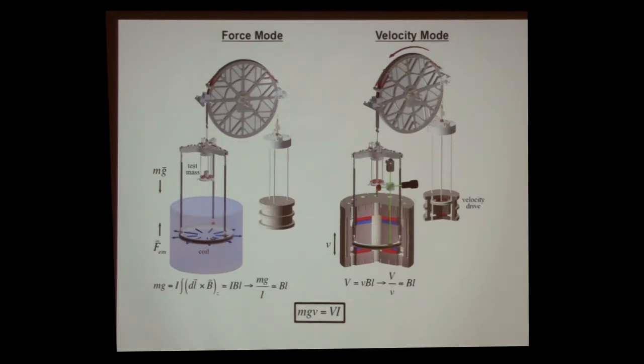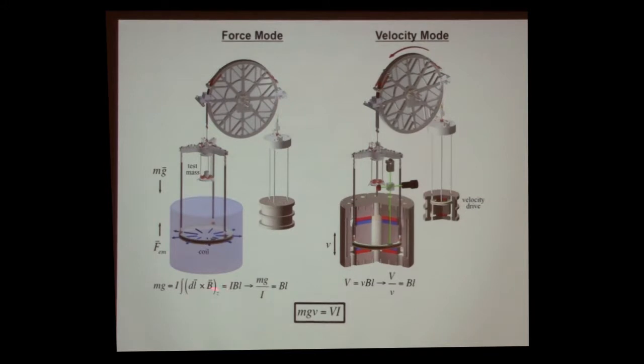So let me expand on that basic description, and let me go into why it's called a watt balance, and how you get a mass out of the Planck constant. Here shown are the two modes, and a simple one-dimensional analysis of balancing the force equation.